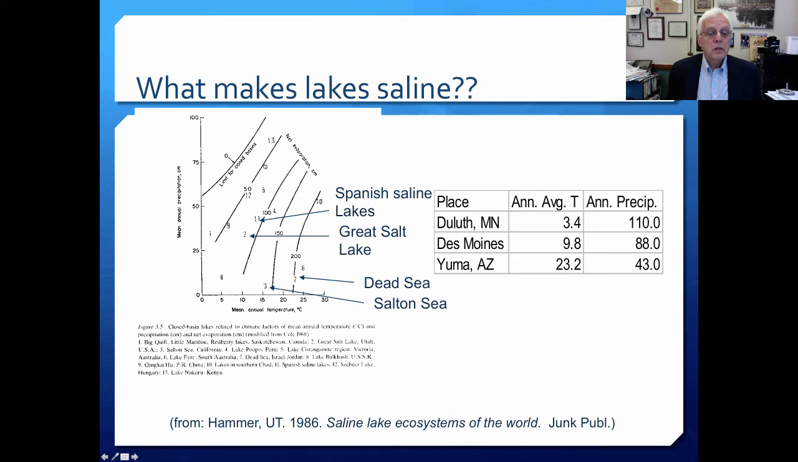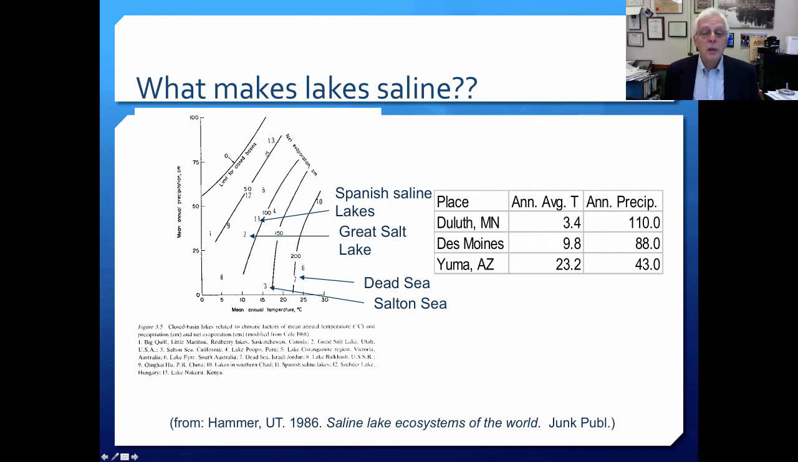And you can see the salinity gradients. These are contours of equal salinity, so that at very high temperature and low precipitation, or very high temperature almost regardless of precipitation, we tend to get very high salinities. Places like the Dead Sea, the Salton Sea. Great Salt Lake is shown here. It's of moderate salinity, although if you've ever been there, you know that it's quite a saline system. And then here are some of the Spanish saline lakes over here. The number 11 here are the Spanish saline lakes.